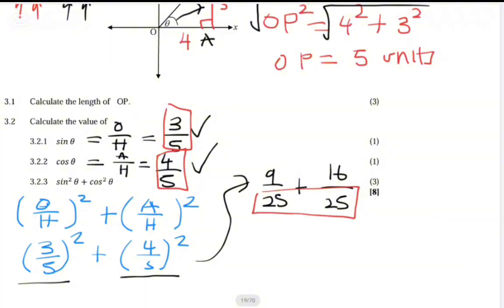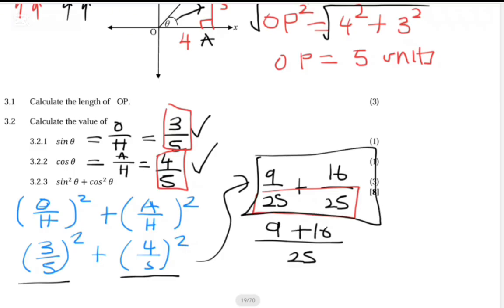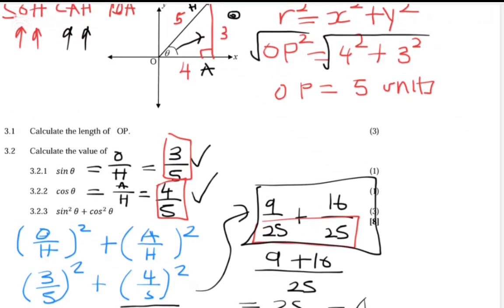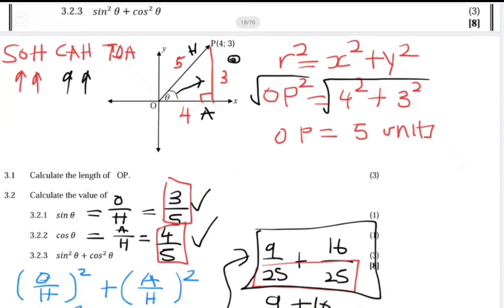So we're going to add this together. No, we're going to keep the denominator the same because it's the same, and then we say 9 plus 16. You are allowed to punch this in a calculator if you want to, if you don't understand any of the fractions. So next, 9 plus 16 is going to give me 25, divided by 25, which is going to give me 1 as an answer. So this is how we master this 8 marks question.